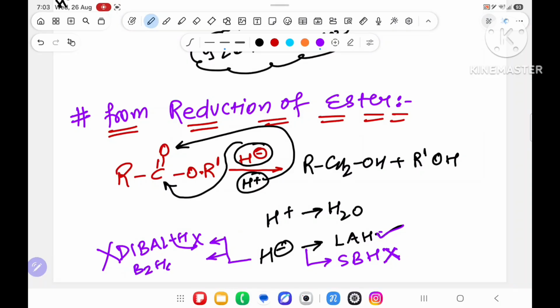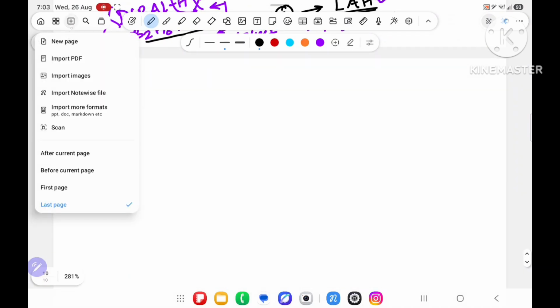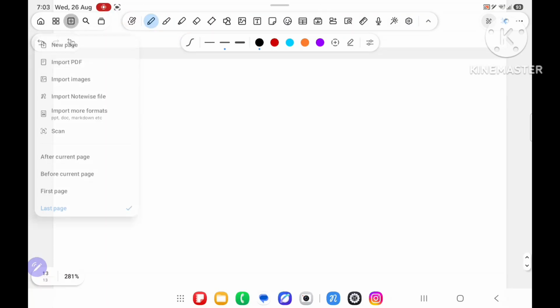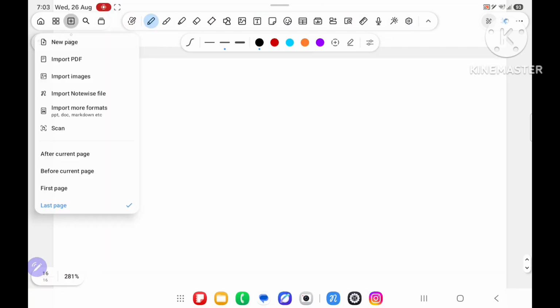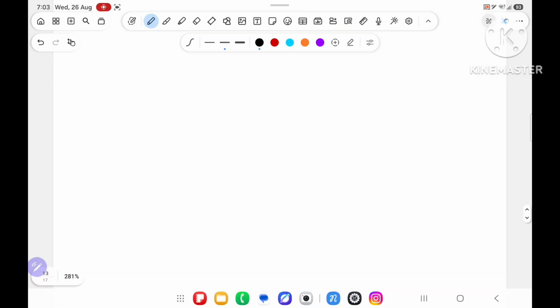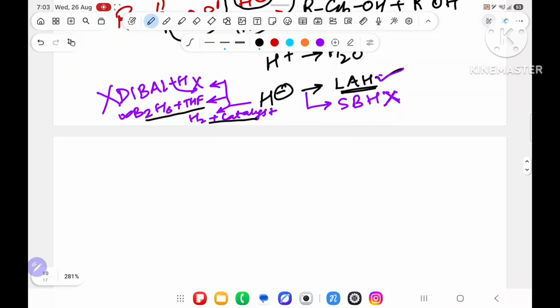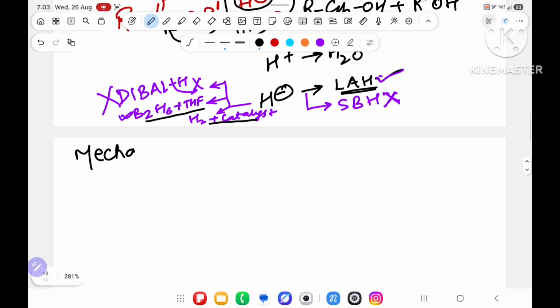Next one, B2H6 in presence of THF. Yes, sir. Next one, H2 catalyst. Yes, without any doubt. It means for ester we have B2H6 THF, H2 catalyst and LAH. Only three. Why not double H, sir? Don't worry, I will dictate why with the mechanism. Okay, sir, how many times will we say that? Okay. Now, see over here. What is happening? If you understand the mechanism of ester using the reducing agent, what are you getting?